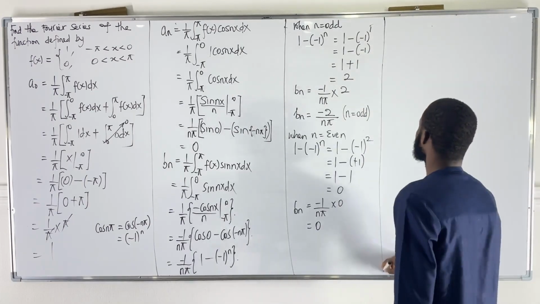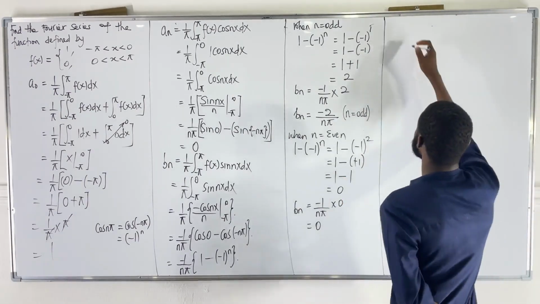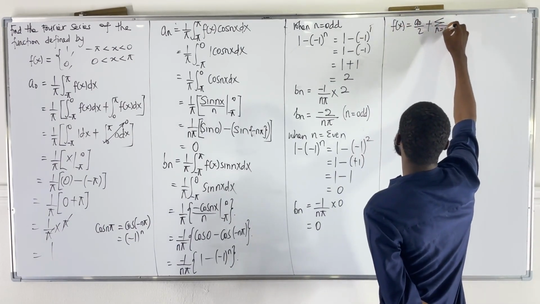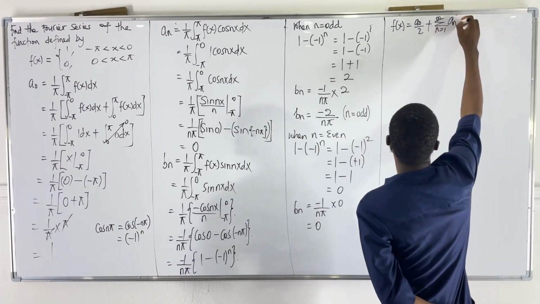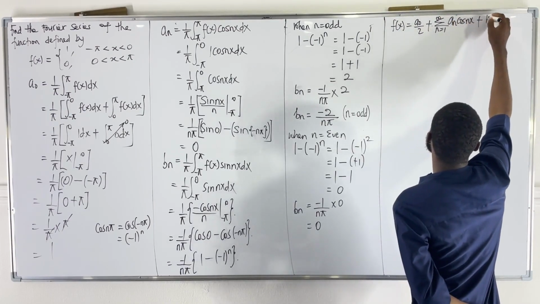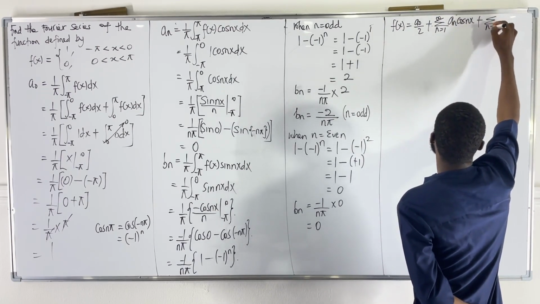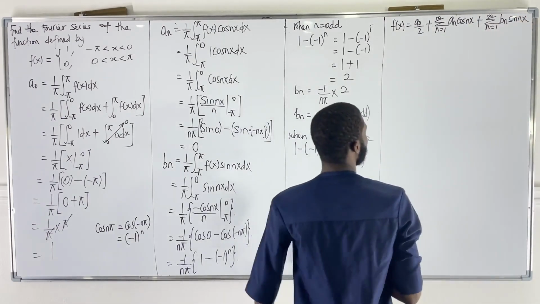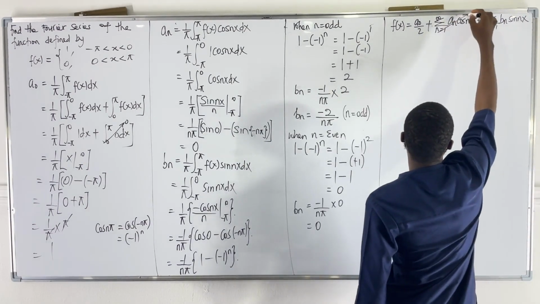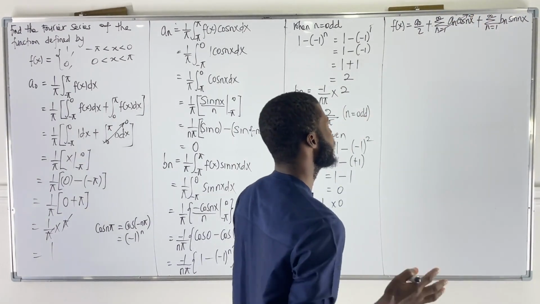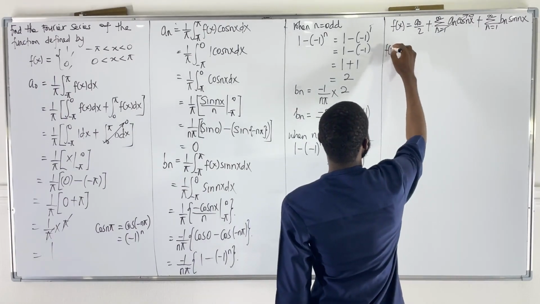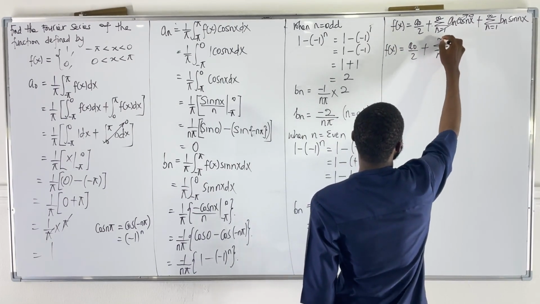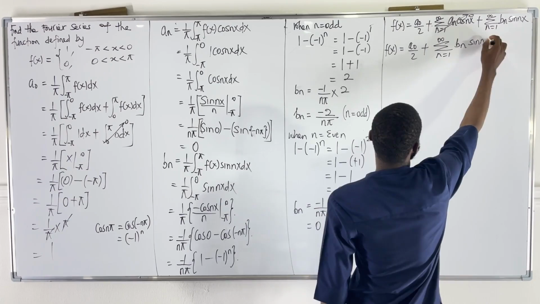All right. Will this space be enough? Well, let's give it a try. So f of x is equal to a naught over 2 plus the sum from n equal to 1 to infinity of a sub n cos nx plus the sum from n equal to 1 to infinity of b sub n sine nx. All right. Now we know that this value is 0, so this one is gone. So this will be f of x equal to a naught over 2 plus the sum from n equal to 1 to infinity of b sub n sine nx.